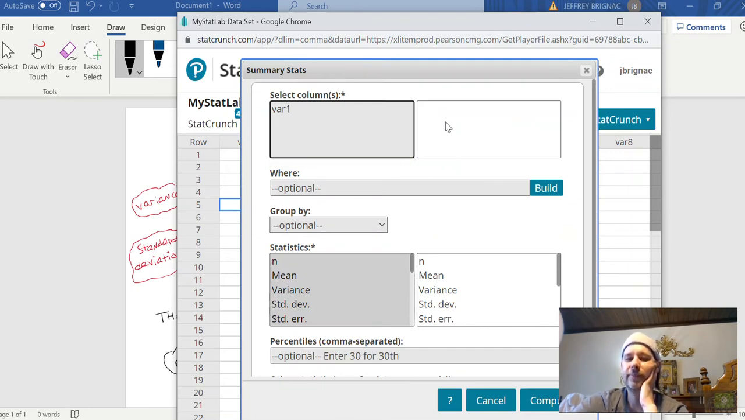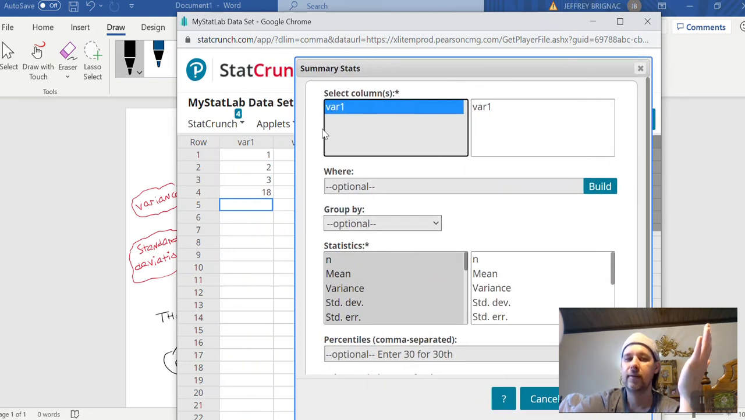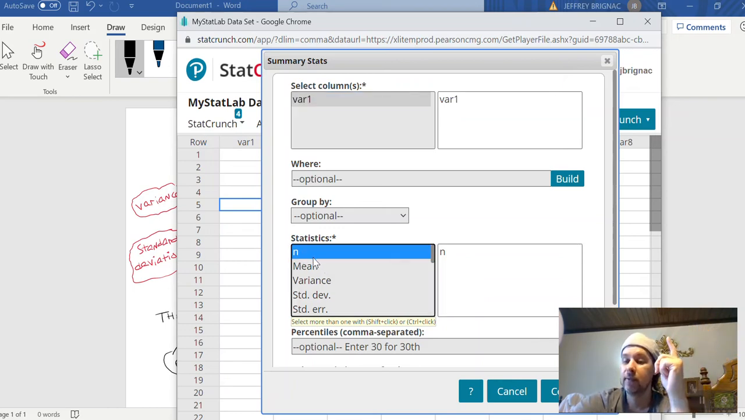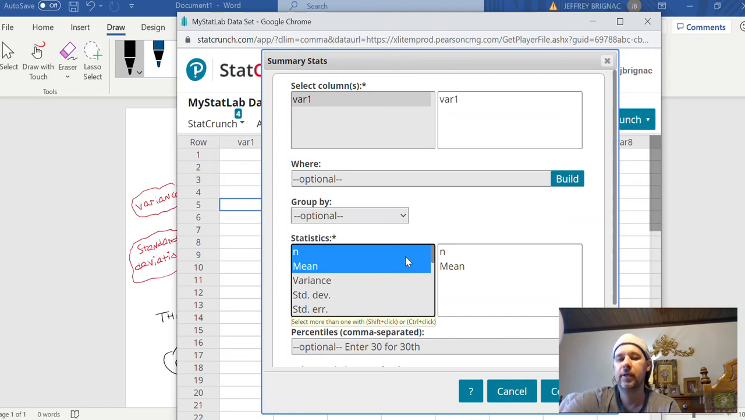Now, when this menu comes up, we need to choose that I want to use the data in the column var1, okay? If I had other columns and I didn't want to use them right now, I would just select the one I wanted. So I select that. And then let's go through everything that I said, like N. That's the number of entries in the data set, okay? Now, to select more, I'm going to hold down the control button, CTRL. Let's do the mean also, okay? What was it? That was 6, right? So let's verify that. And let's do the variance and standard deviation.